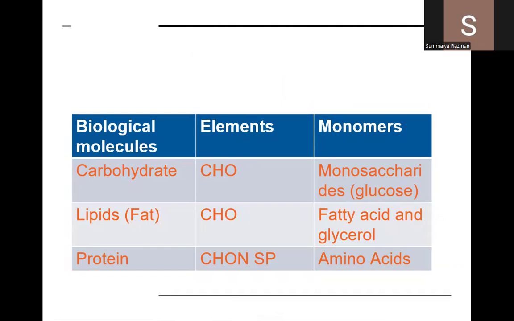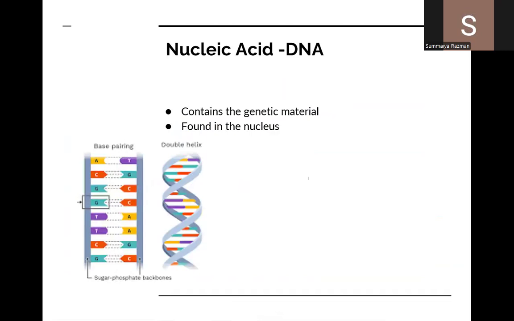So this is a summary of what we've covered so far. Remember CHONS for the elements, and for the monomers, monosaccharides or simple sugar or glucose. Lipids are made up of fatty acid and glycerol, and proteins are made up of amino acid.